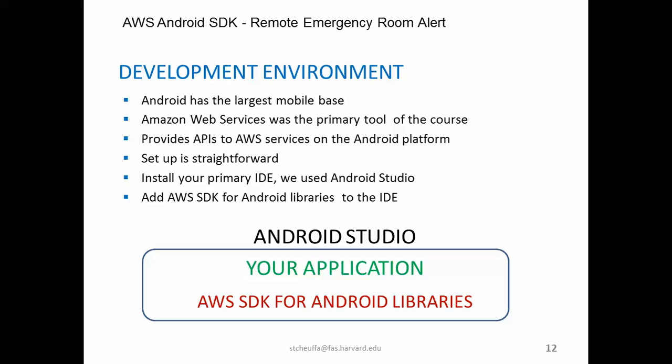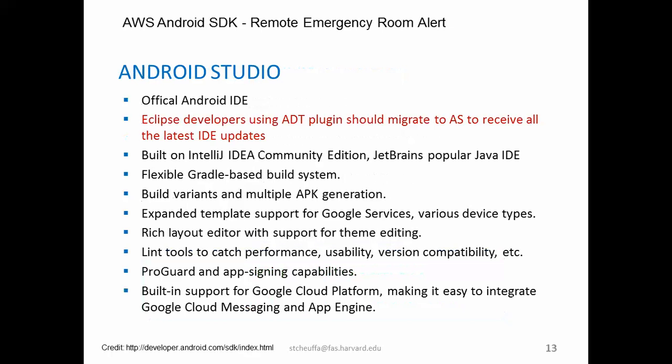The environment that we use to develop is Android, which obviously has the largest mobile base, and AWS was the primary tool that we used in class. The SDK provides APIs to AWS services on the Android platform. Setup is straightforward. We install Android Studio, and then we add the AWS SDK for Android libraries to the IDE. So Android Studio basically includes our application and also the Android libraries.